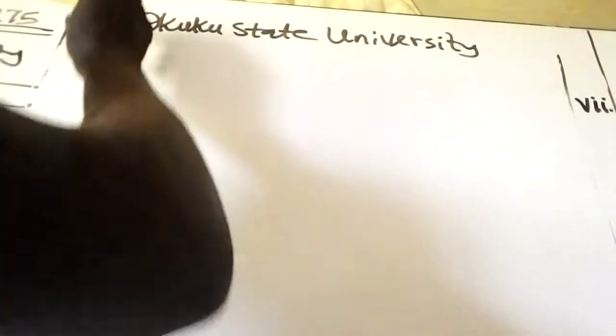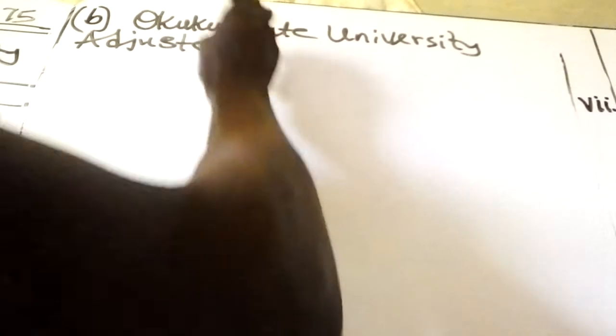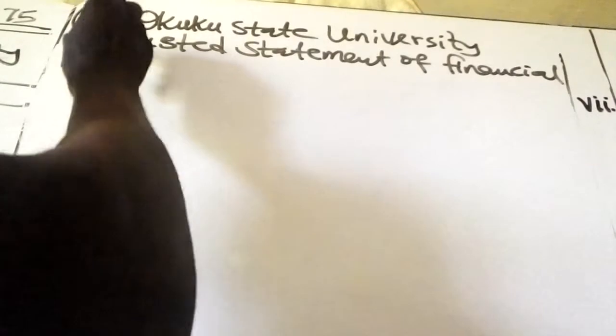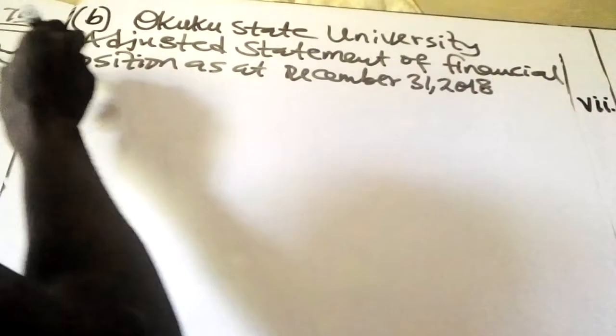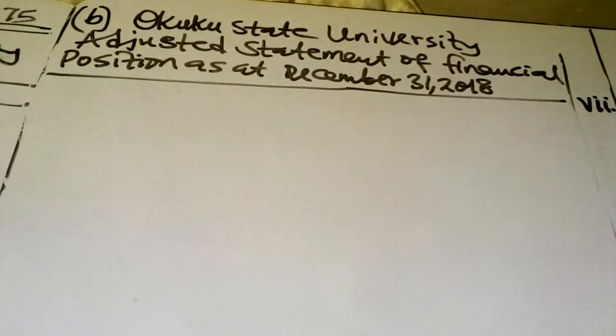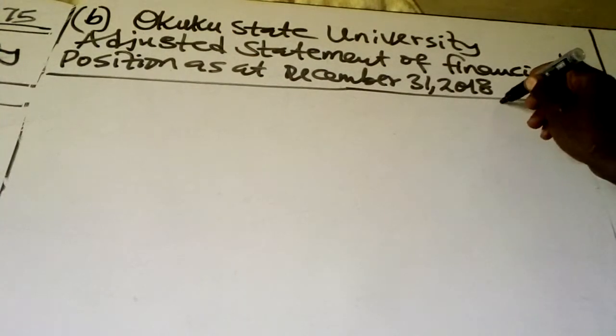So, we can now prepare Okuku State University, adjusted statement of financial position as at December 31st, 2018. Then you have the carrying amount of the asset.